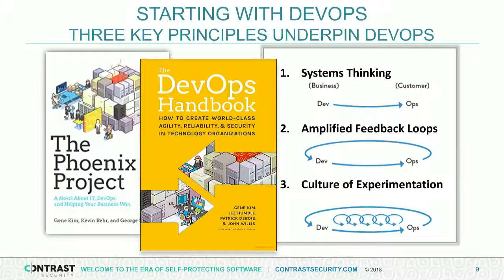And I also encourage you, once you've read The Phoenix Project, if you haven't done so, to read the DevOps Handbook. It's an extremely useful source of information to augment your DevOps learning and practices. And the book explains how to create world-class agility, reliability, and security within an organization.